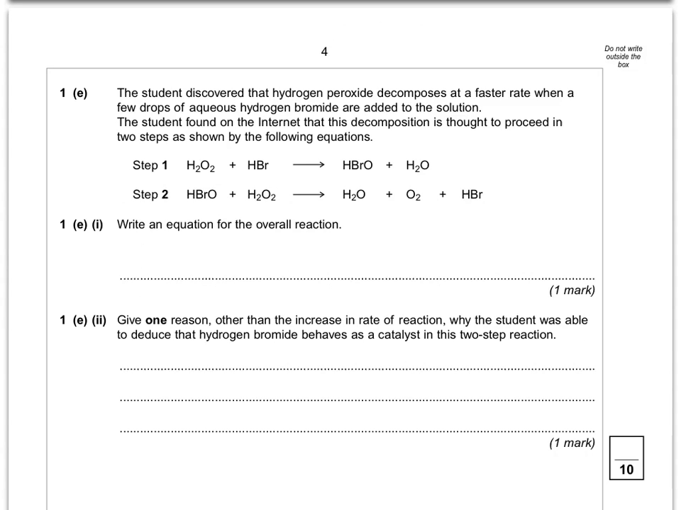Then we have this question which is slightly different. So the student discovered that hydrogen peroxide decomposes at a faster rate when a few drops of aqueous hydrogen bromide are added to the solution. The student found on the internet that this decomposition is thought to proceed in 2 steps as shown in the following equations. There they are. And it says write an equation for the overall reaction. Now a lot of you got a bit confused here when it was actually quite a simple question.